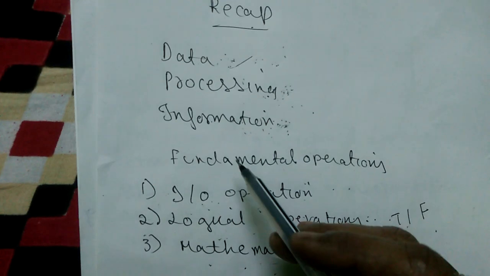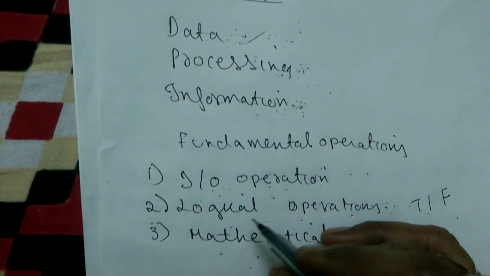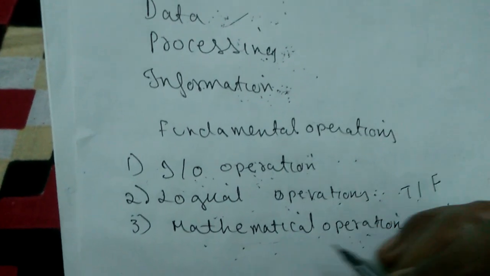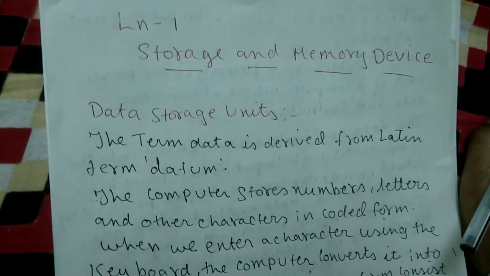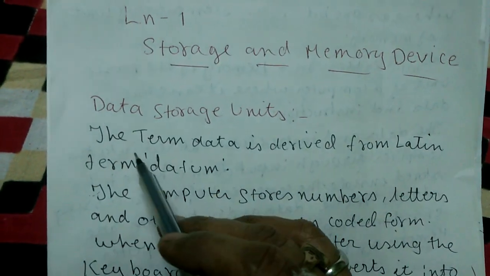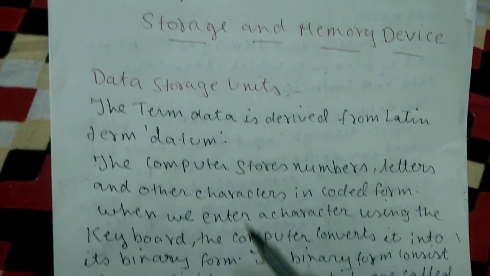Next, we have talked about fundamental operations. There are three fundamental operations: input output operation, logical operations, and mathematical operations. Now let us discuss what is data storage units. The term data is derived from a Latin term datum.